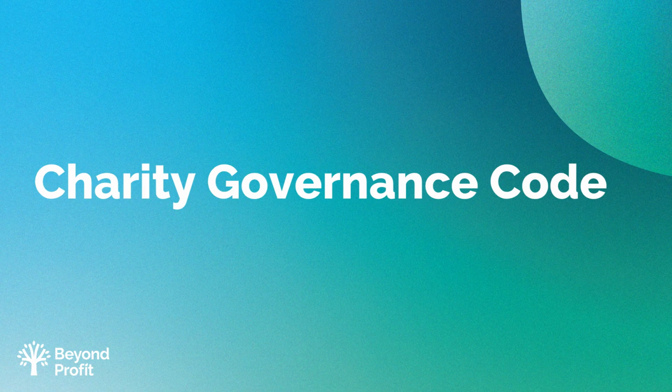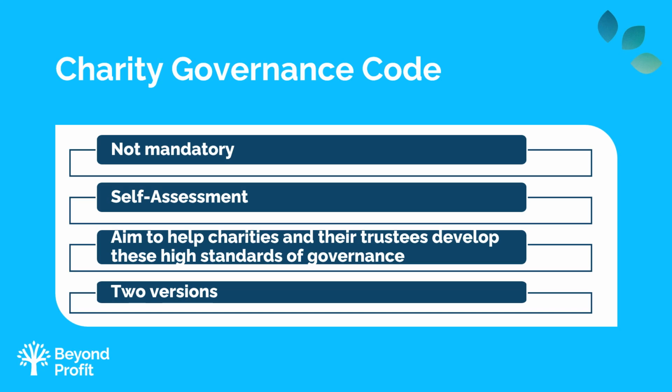The Charity Governance Code. The Charity Governance Code is not a legal or regulatory requirement at present. It draws upon, but is fundamentally different to the Charity Commission's guidance, and it sets out the principles and recommended practice for good governance and is deliberately aspirational. Some elements of the code will be a stretch for many charities to achieve.